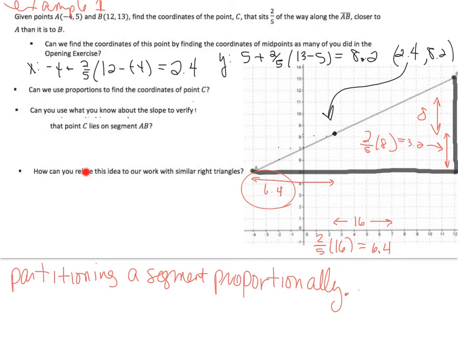And then how can we relate this idea to our work with similar triangles? Let me finish this. So similar triangles right there. I've got 2 right angles here. It shares this angle, and my sides are proportional because I calculated them that way. So I can use angle-side-angle of similar triangles to verify that they are in fact similar, and it works well.